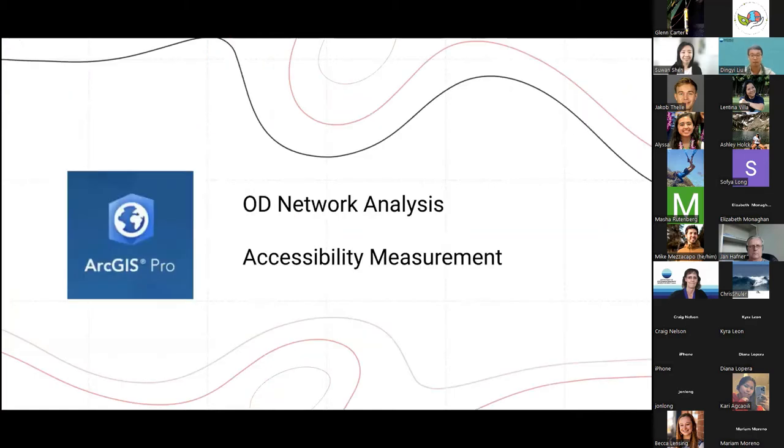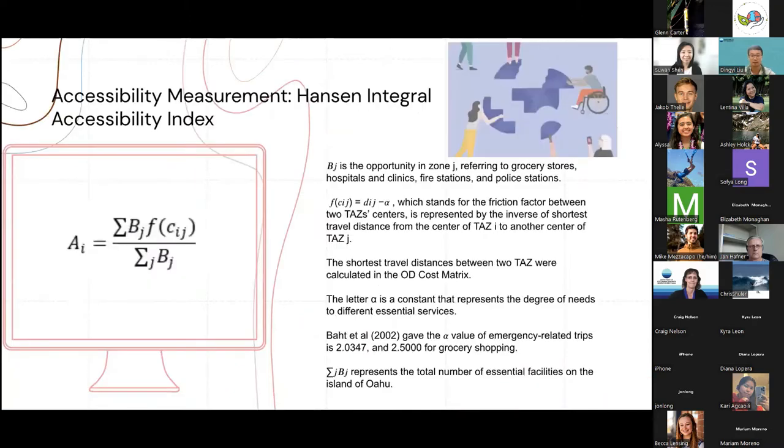And then I use ArcGIS Pro for origin and destination network analysis and accessibility measurement. So I'll talk about the accessibility measurement. I use the Hansen Integral Accessibility Index. Basically this accessibility measurement is computed from the opportunities to access the essential services in each TAZ over all the opportunities to access the essential services in all of Honolulu.